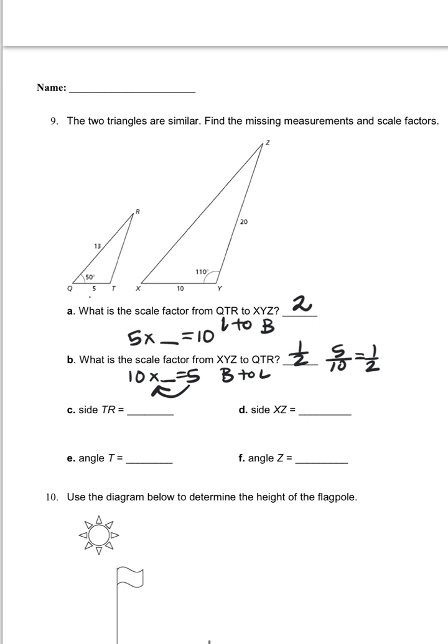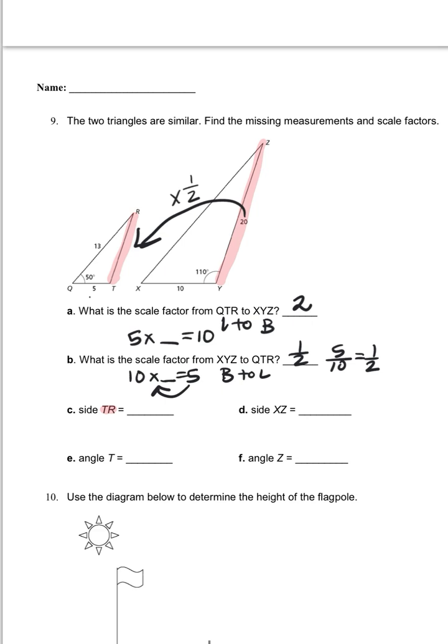So if I'm looking at the side TR, well, TR is corresponding to ZY. So if ZY is 20, and if I'm going from 20 to here, you either can multiply by 1/2 or divide it by 2.